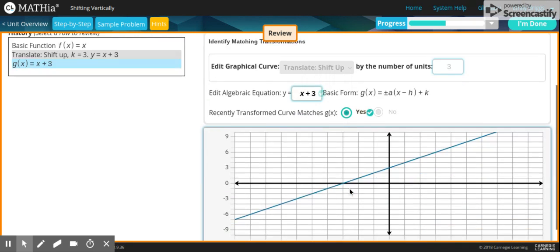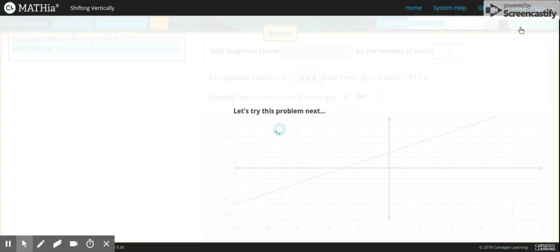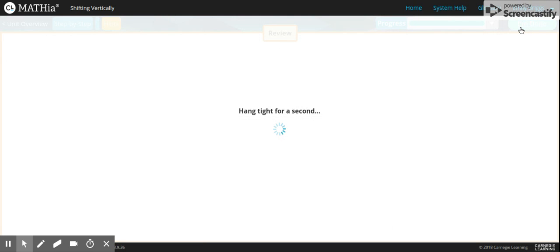I always make sure to check that my line is one line, not two lines, because then you still have more steps. And then I'll do one more problem. You'll do the shifting down.